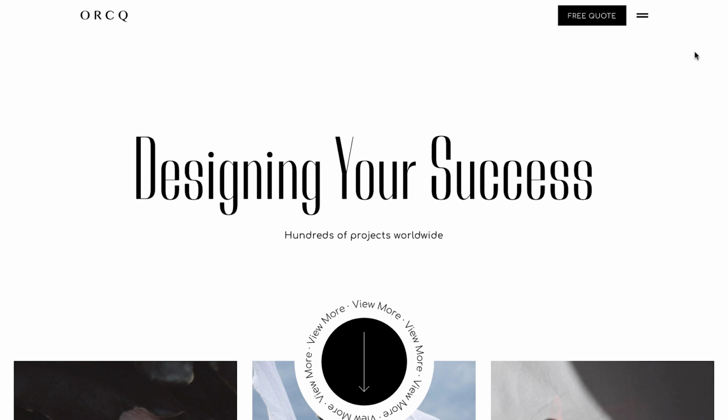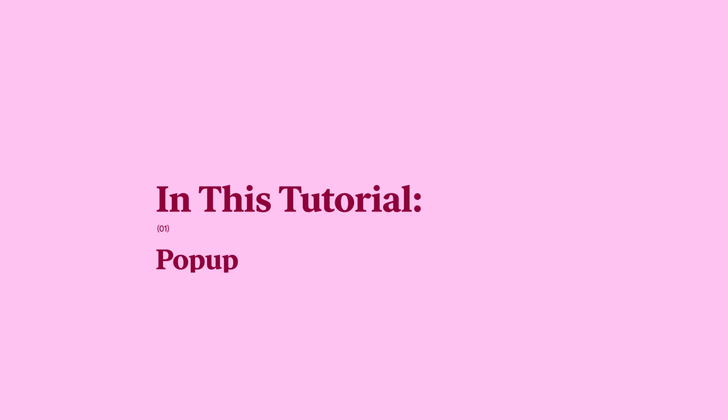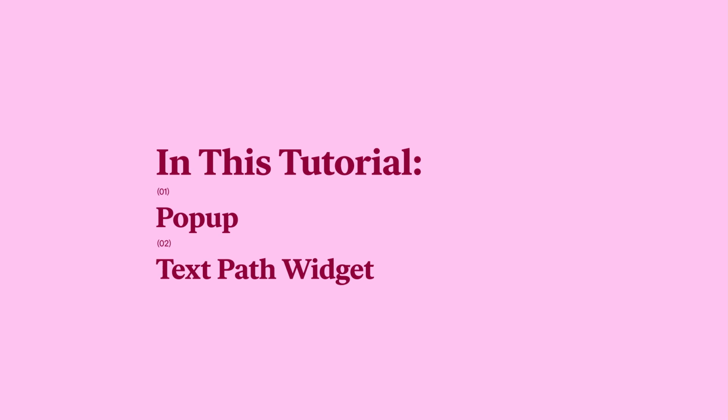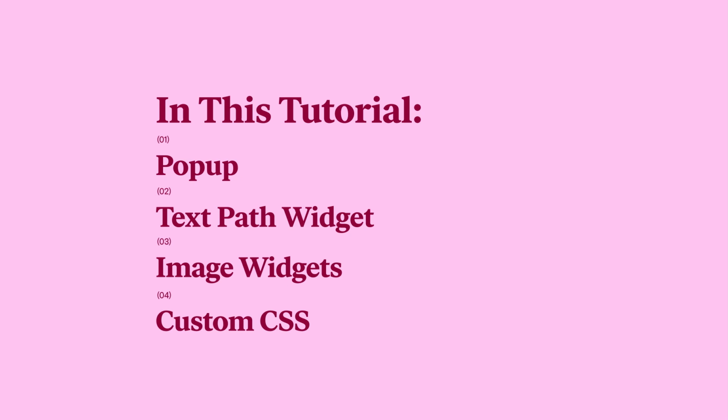To achieve this functionality, we're going to undertake the following. We'll first create and configure a pop-up. Then we'll build the basic structure of our menu using the text path widget. Next, we'll add our images to each menu item. And finally, we'll add some custom CSS to both hide and show our new images depending on the user's interaction.